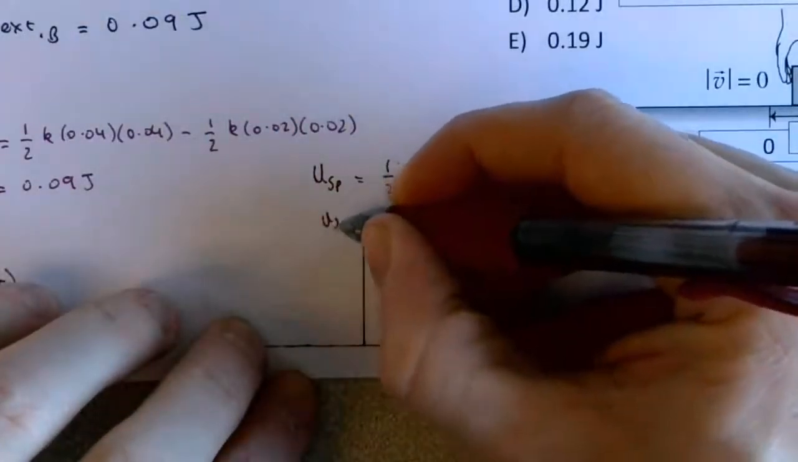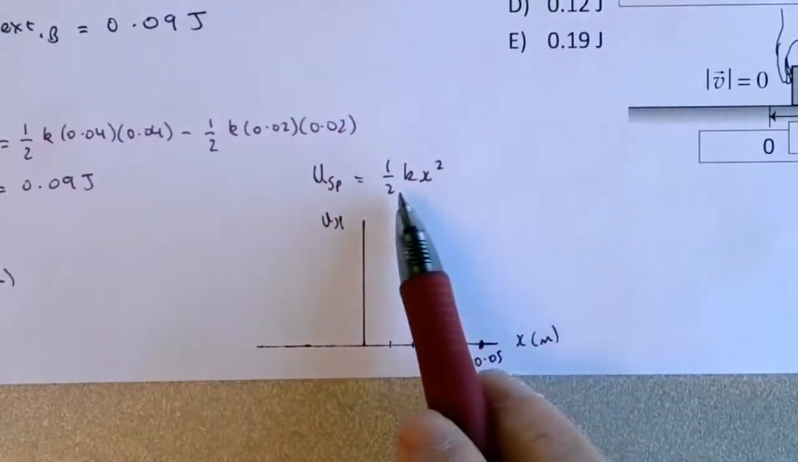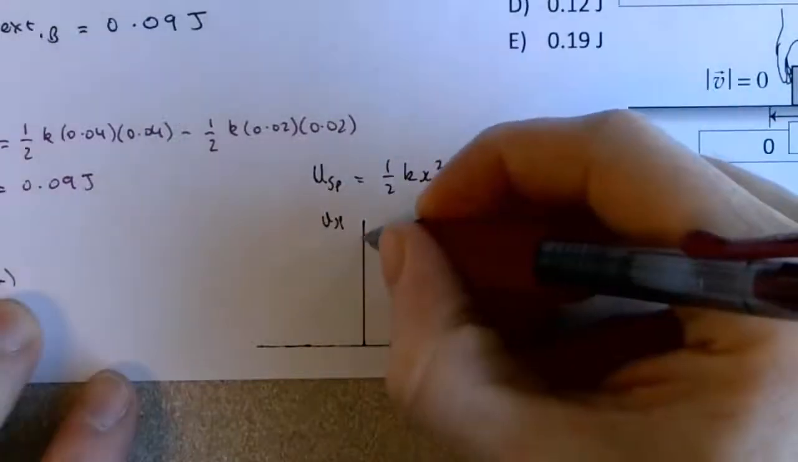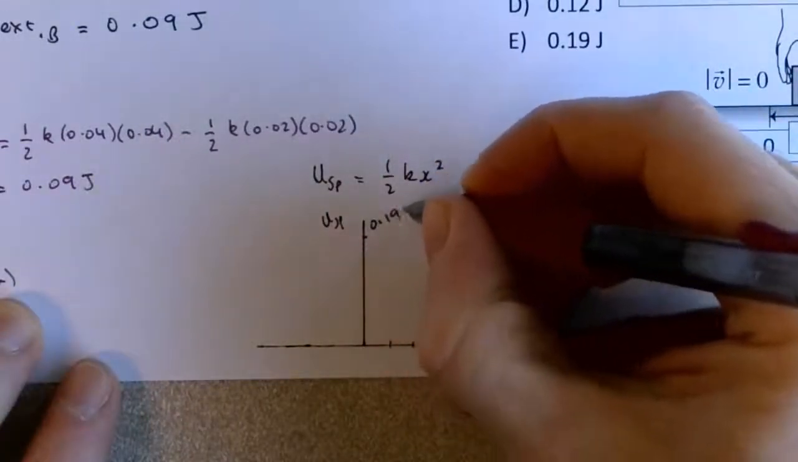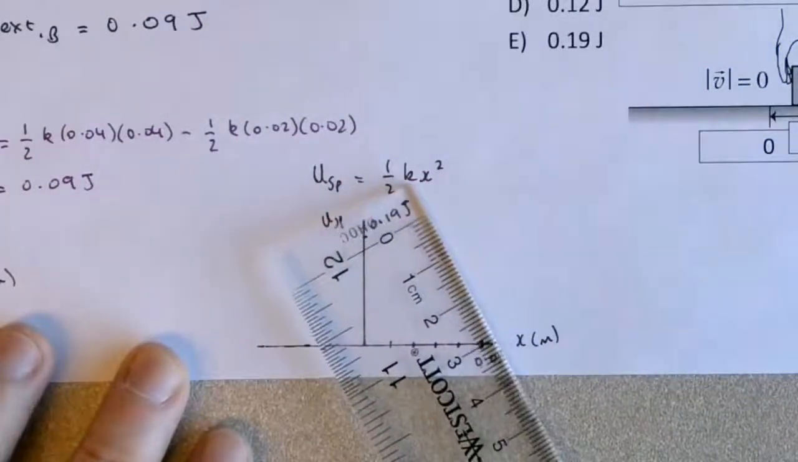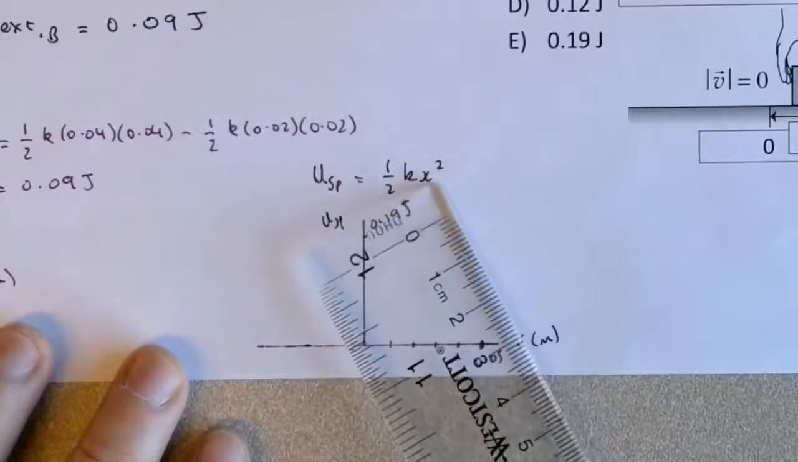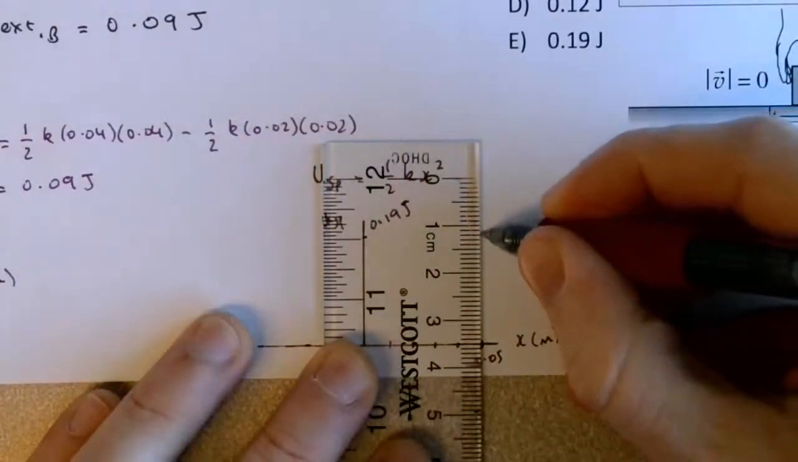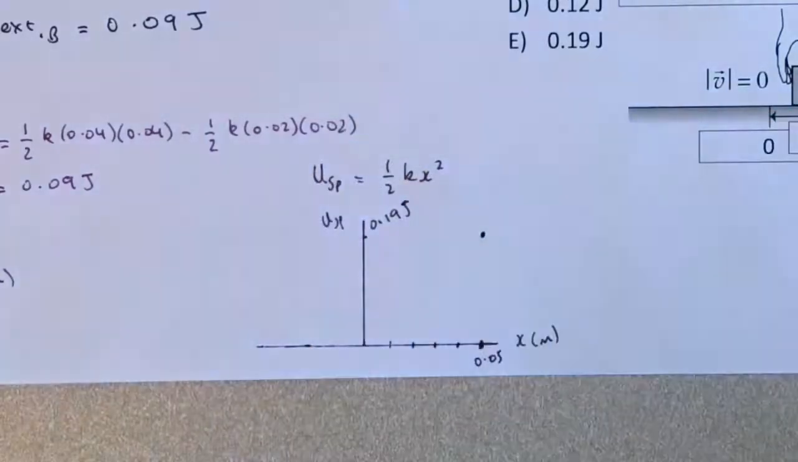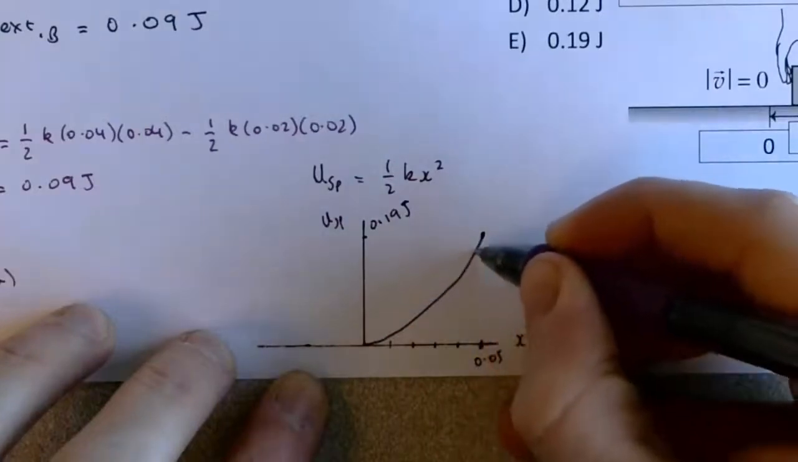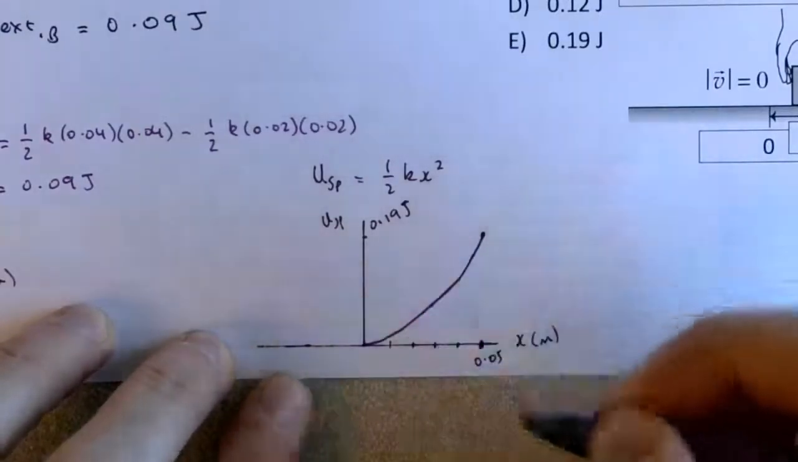And this is spring potential. So if you do 1/2 of kx squared, you should end up with about 0.19 joules. So if you do 1/2 times the 150 newtons per meter times the 0.05 squared, you end up somewhere in here. And you should get a nicely shaped parabola. This is the potential energy as a function of position.